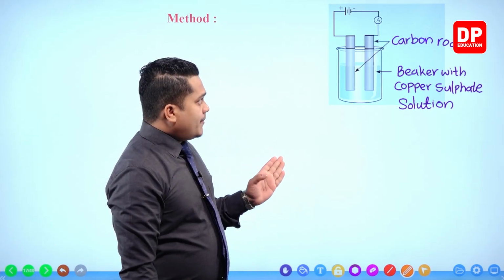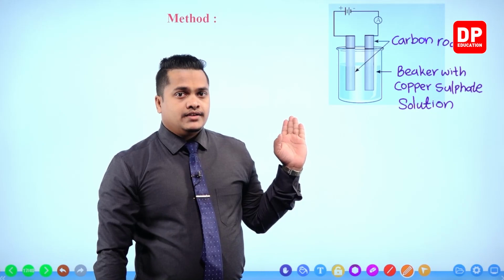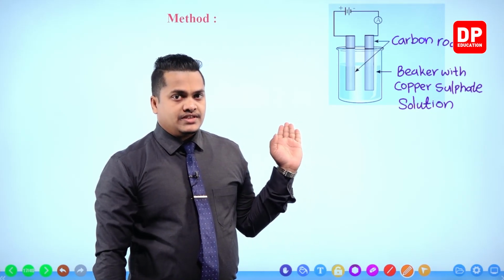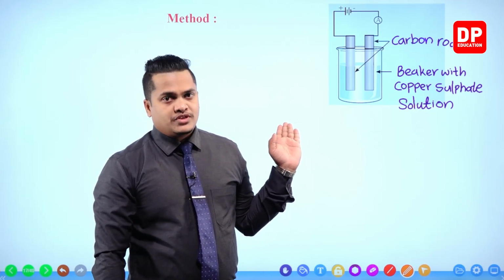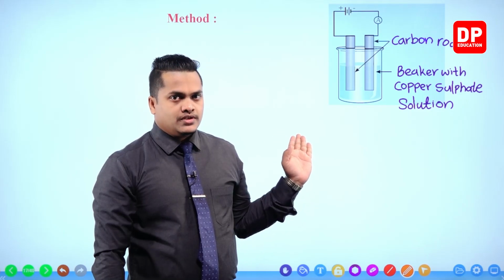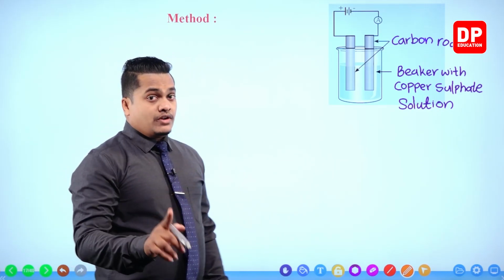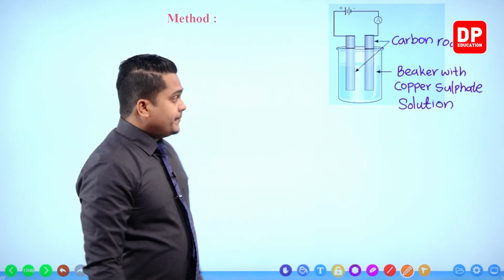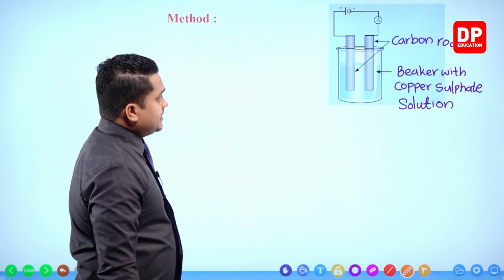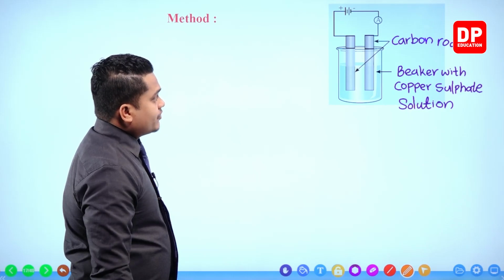Carbon or graphite are good conductors of electricity, so these are the ones which can be used as electrodes. We'll be learning about electrodes in the later part of the lesson. So these are the electrodes then.